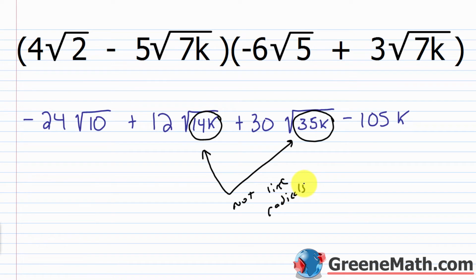So my simplified answer will just be negative 24 times the square root of 10 plus 12 times the square root of 14k plus 30 times the square root of 35k minus 105k.